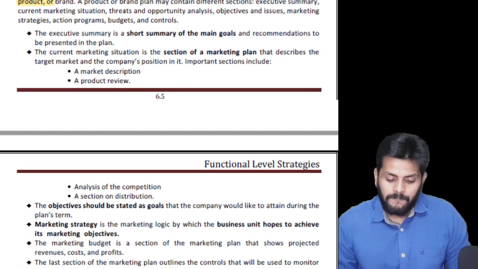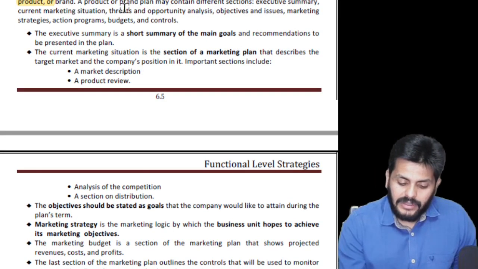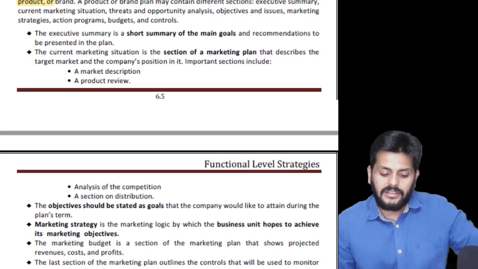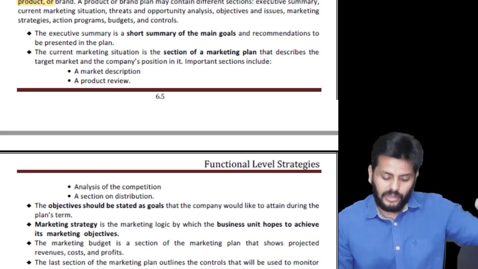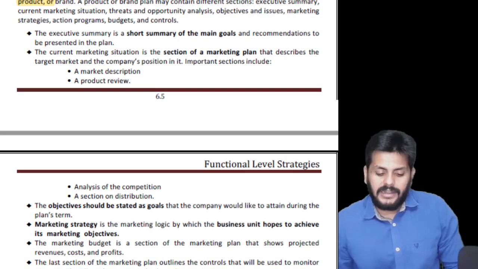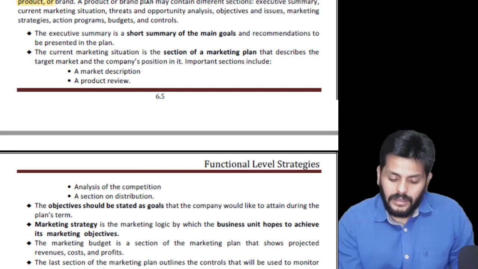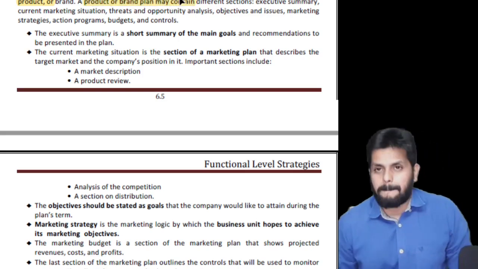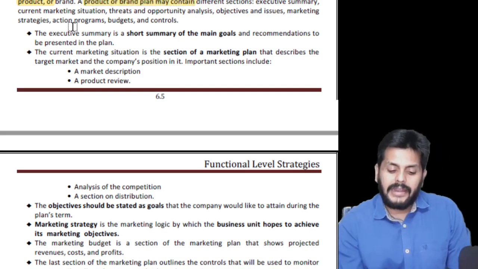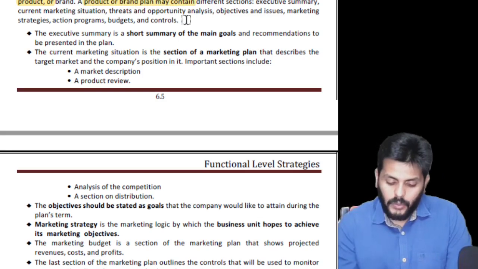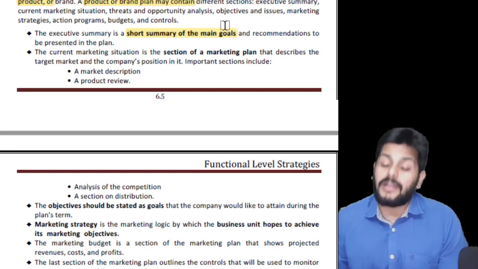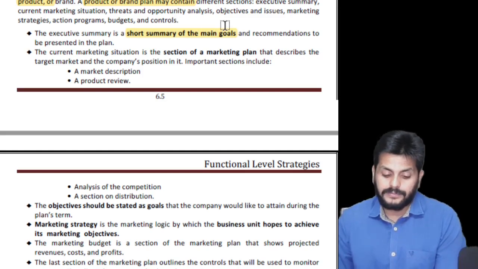Okay, there you go. Executive summary, current company situation, threats and opportunity analysis, objectives and issues, marketing strategy, action program, budget, control. That set of points only are detailed. Okay, once again I'm highlighting for you. A product or brand plan may contain, one, an executive summary, which is nothing but a short summary of all the main goals and recommendations to be presented in the plan.